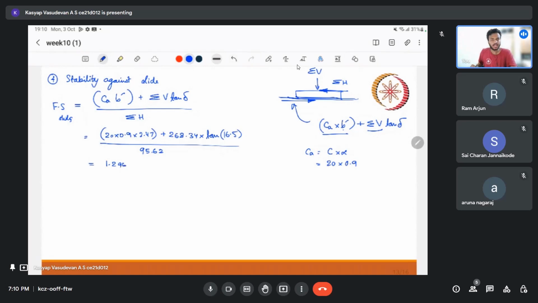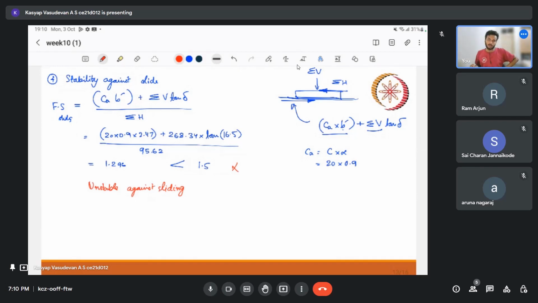Factor of safety against sliding is supposed to be higher than 1.5. But this is less than 1.5. So here it is not satisfied. So unstable against sliding. So our fourth check, that is against sliding, is not satisfied. Here we have 1.296 and it was supposed to be greater than 1.5.